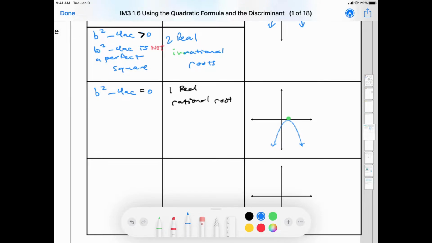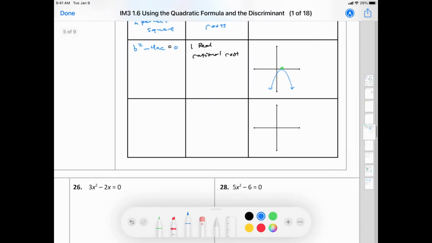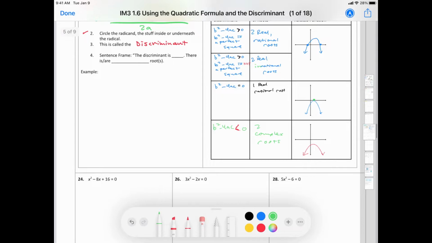And the last situation we've talked about is what happens if it does not touch the x-axis. Actually, let's do something different. What happens if it doesn't touch? This is when it is less than 0. b squared minus 4ac is less than 0. You're going to get two complex roots. Okay? Alright.